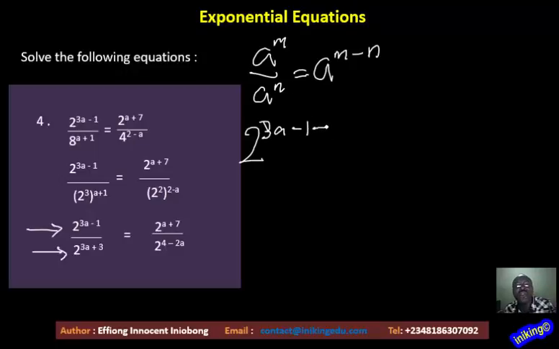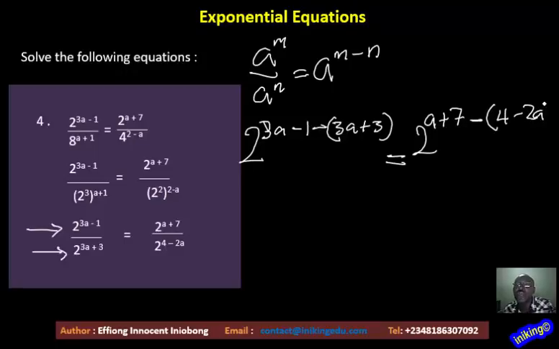That sounds like my m. And then minus, I'm subtracting the exponent of the denominator, but let me put it in bracket because there are 2 terms there: 3a plus 3. So this is like my m minus n. And I do the same thing to the right hand side. I say this is 2 raised to the power of a plus 7 minus, now my n will be 4 minus 2a. I'm putting that in bracket because there are 2 terms, so I have to be careful when I'm opening that bracket.